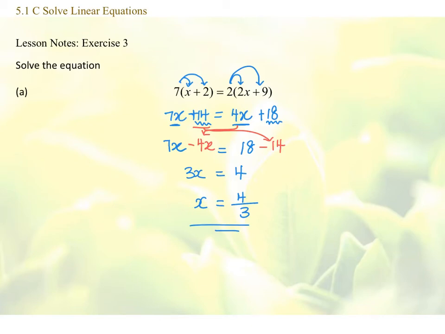Let's take a look at the different steps again. First step, we expand out the brackets, applying the distributive law. Next, we shift the constant terms around and we group the like terms together. Then we simplify.